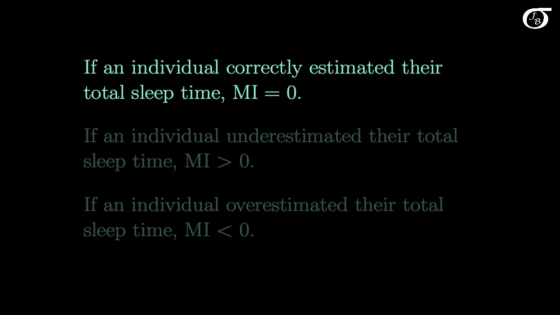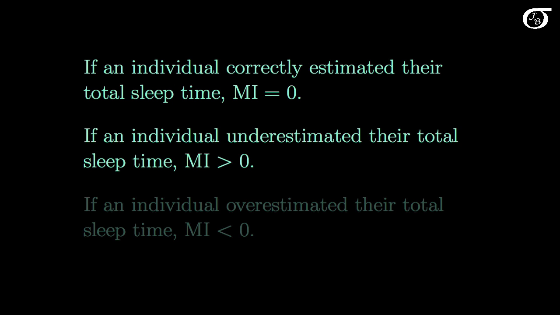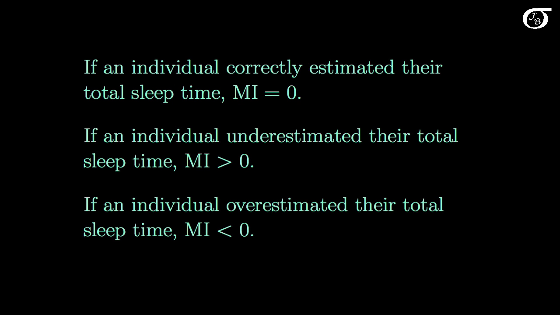I'm not going to go into the details of exactly what that misperception index, MI, represents, but if an individual correctly estimated their total sleep time, MI would equal 0. If an individual underestimated their total sleep time, MI would be greater than 0, and the more they underestimated it, the greater MI would be. And if an individual overestimated their total sleep time, MI would be less than 0.